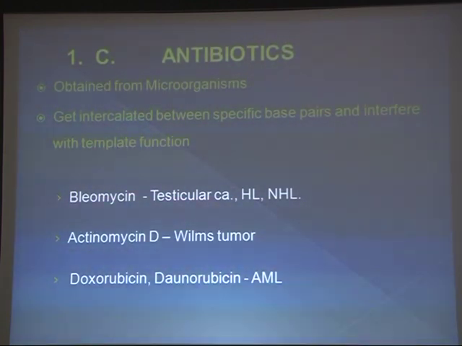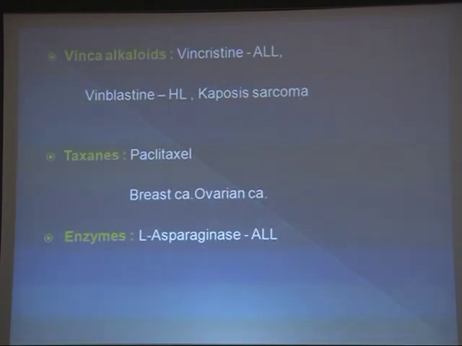What are the drugs inside there? We have bleomycin, which is used for the testicular carcinomas. HL stands for Hodgkin's lymphoma, NHL stands for non-Hodgkin's lymphoma. And actinomycin D we use in the case of Wilms tumor. A very important thing, actinomycin D is specifically used for the Wilms tumor. Doxorubicin, daunorubicin, these are used again for the acute myeloid leukemia. What are these? These are the antibiotics.